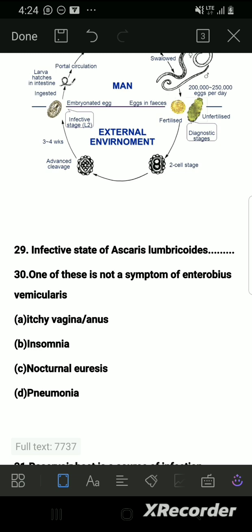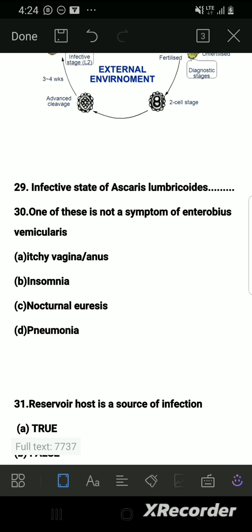Take note. Then number 30 says one of these is not a symptom of Enterobius vermicularis. Alright, so I'll start from option D, pneumonia. If you look at the life cycle of Enterobius vermicularis, remember you know the symptoms by the site of infection, the sites in which they can be found.